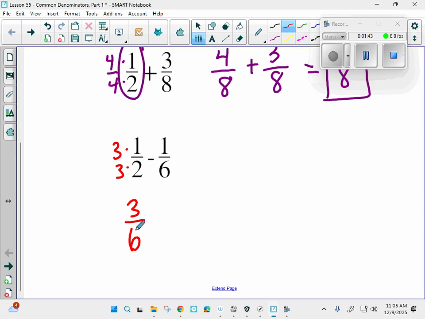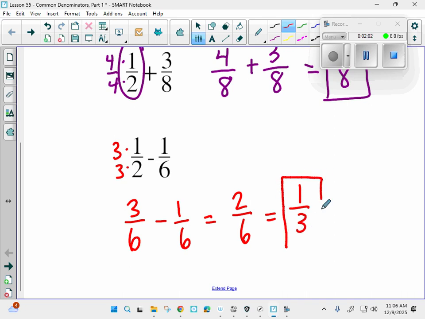And I'm going to subtract 1/6. So I rewrite 1/6, keep it exactly the same. Henry, what do we get? 2. Exactly. So 3 minus 1 is 2. Don't change the denominator. And then divide each of these by 2, because it reduces now to 1/3, and you always want to reduce.